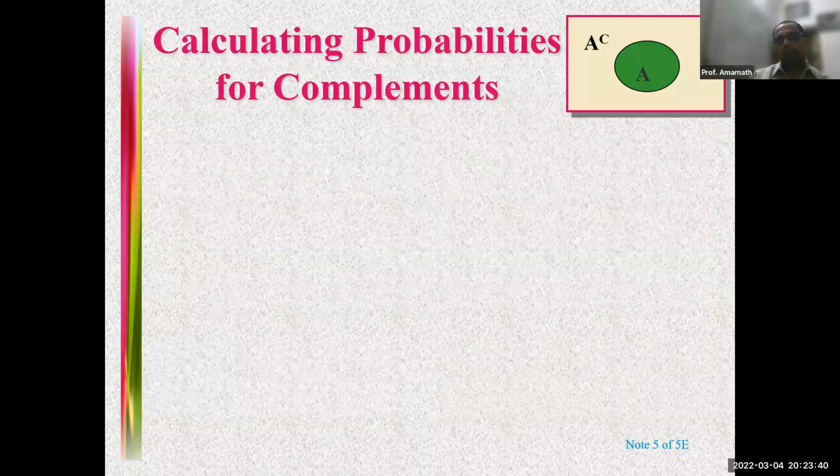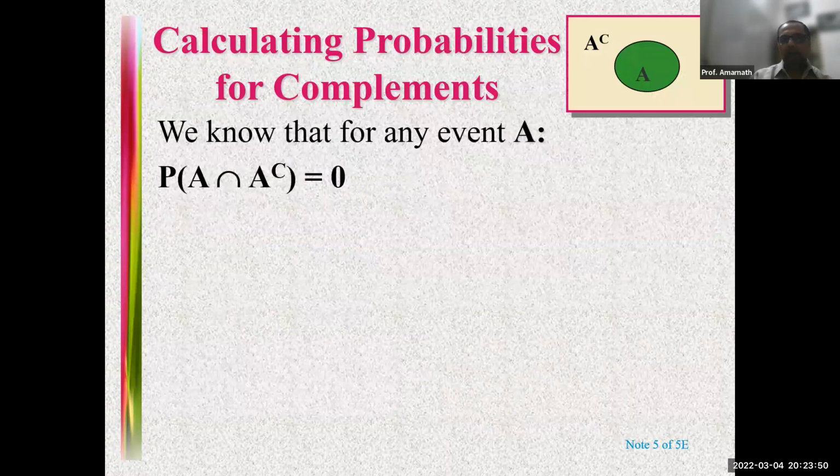Now calculating probabilities for A complement. What is not in A is A complement. We know that there is a rule for this. Theoretical textbooks talk about this. For the sake of continuity, it's been given here. That's all.